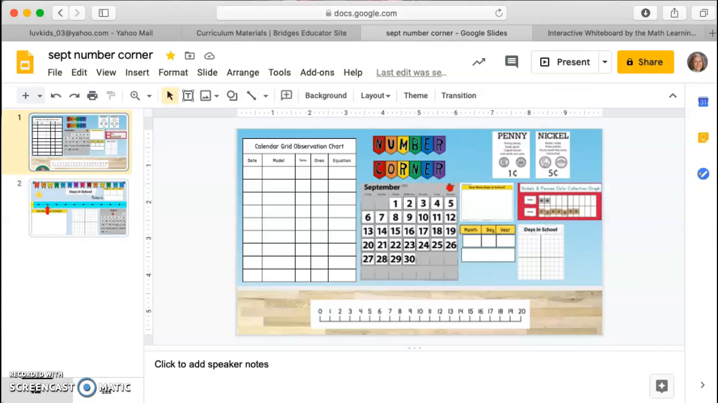Today is our first day of Number Corner without me. So we're going to start by getting out a notebook. On the top of the notebook, I want you to write the date.